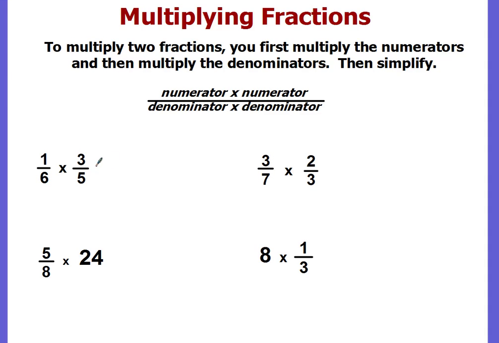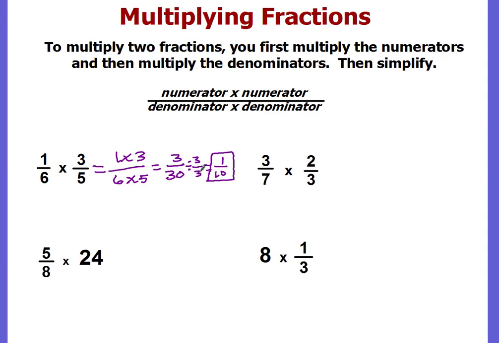1/6 times 3/5. So you're going to multiply the numerators together, 1 times 3, and multiply the denominators, 6 times 5. 1 times 3 is 3, 6 times 5 is 30. Now we're not done, because we're going to do your favorite thing, and that's simplify. The only factors for 3 are 3 and 1. So is 3 a factor of 30? Yes. So we can simplify by dividing both numerator and denominator by 3, and we get 1/10. That is our final answer.